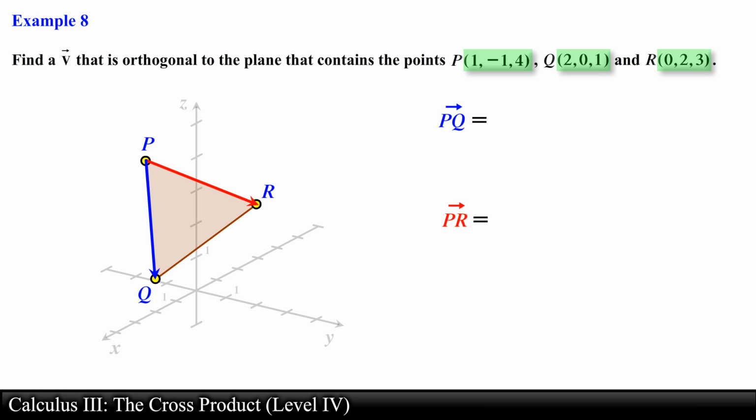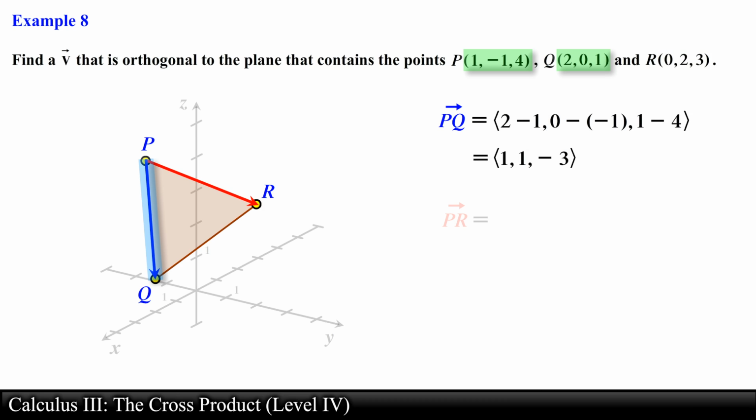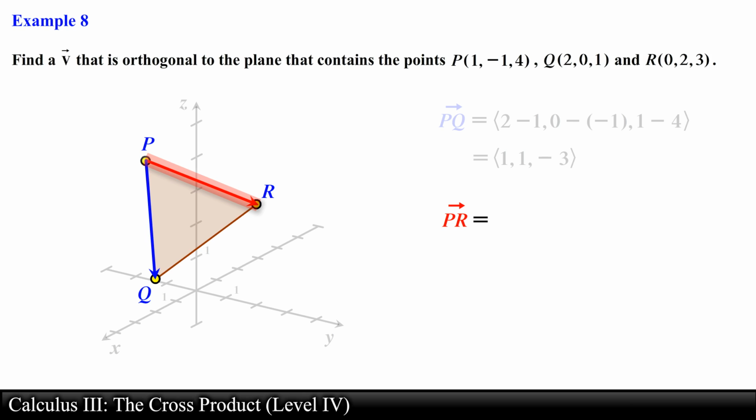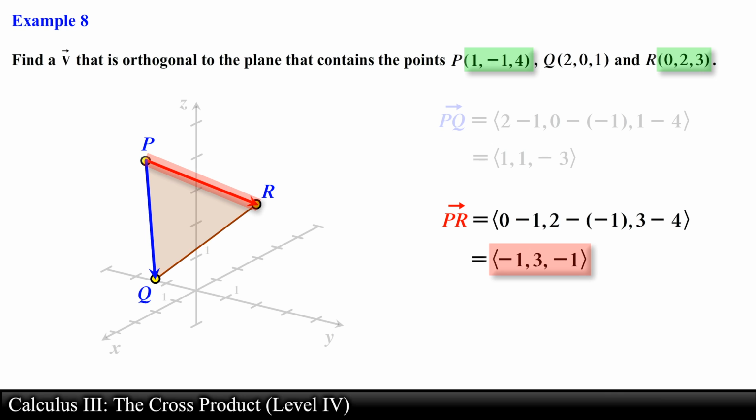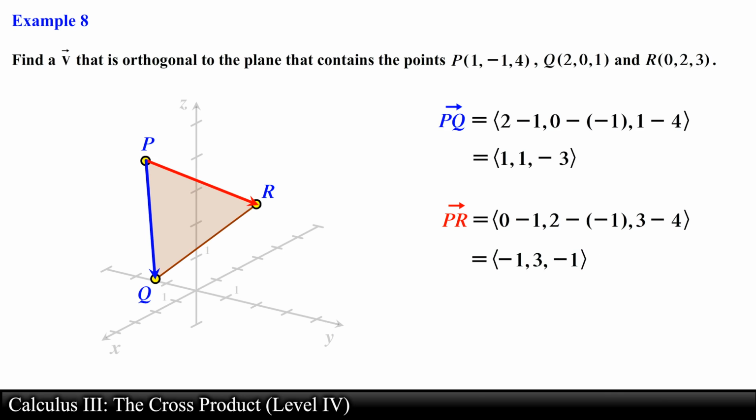Let's find the components of the vector formed by points P and Q first. So we subtract the coordinates of the points and simplify the expression, obtaining the following components for vector PQ. Next, let's find the components of vector PR. So we subtract the coordinates of the points with one another. Then, we simplify the expression, obtaining the following for the components of vector PR.